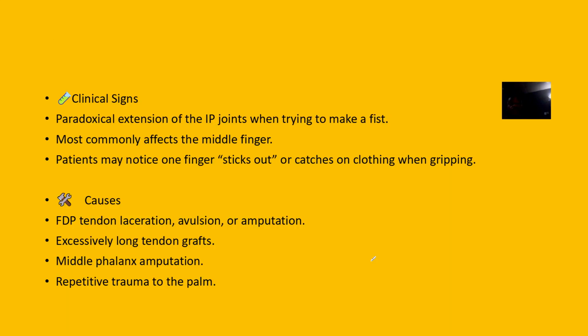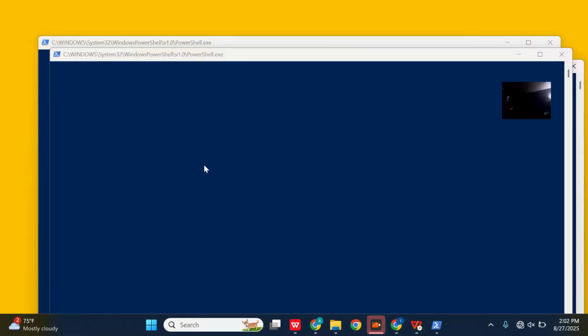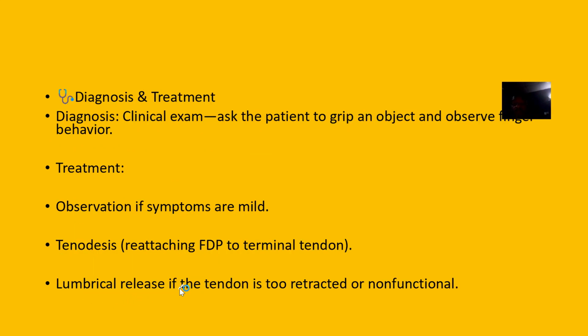All right. So clinical signs: paradoxical extension, most commonly affecting the middle finger, but it can also affect this one too. Patients may notice one finger sticks out. The causes are flexor digitorum tendon lacerations, avulsions or amputation, or maybe excessively long tendon grafts, middle phalanx amputations, repetitive trauma to the palm, anything, right?